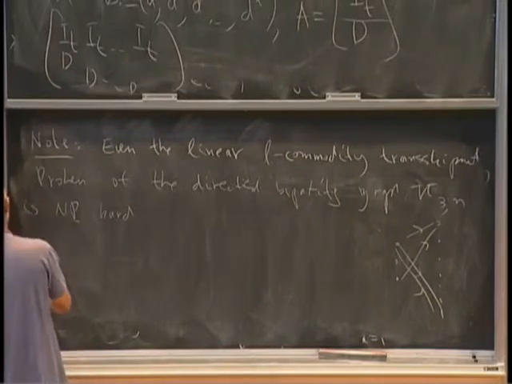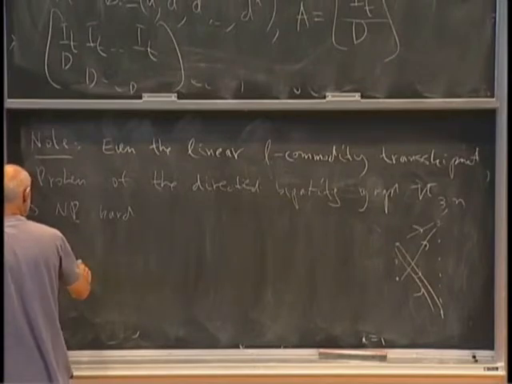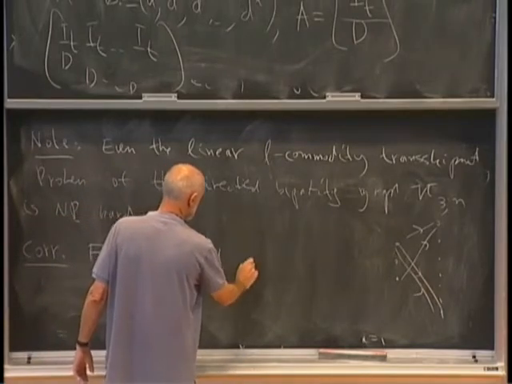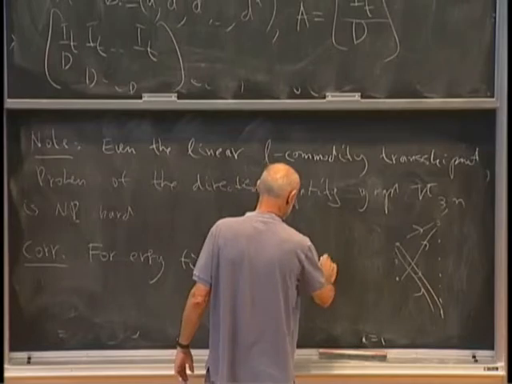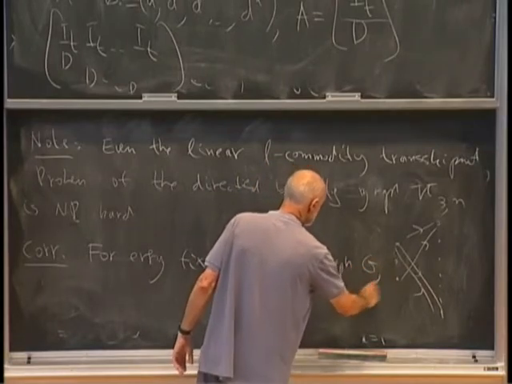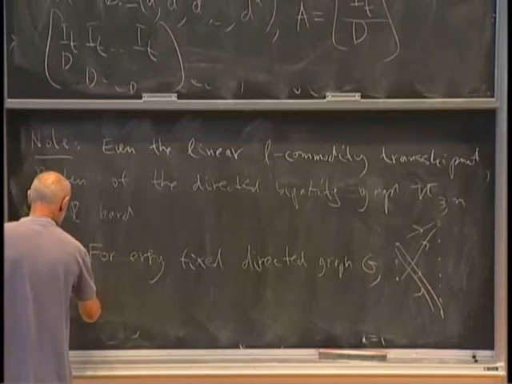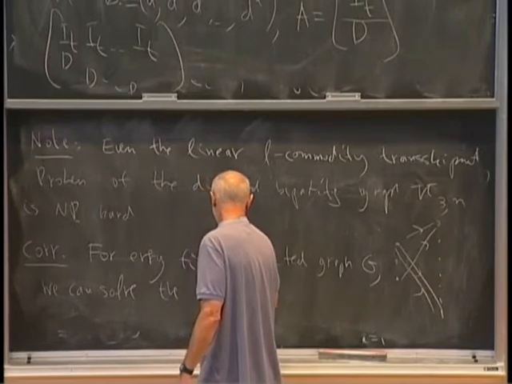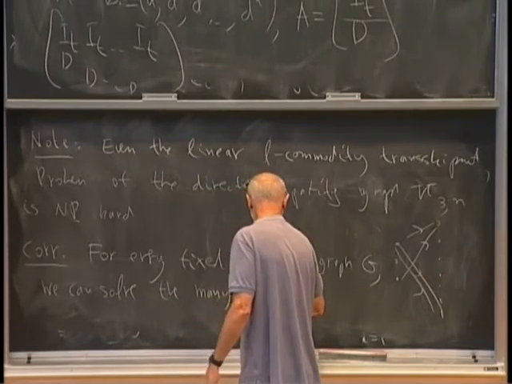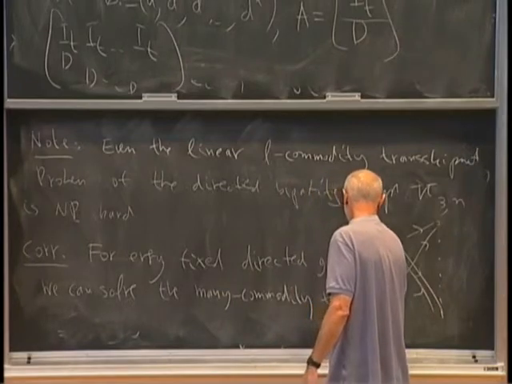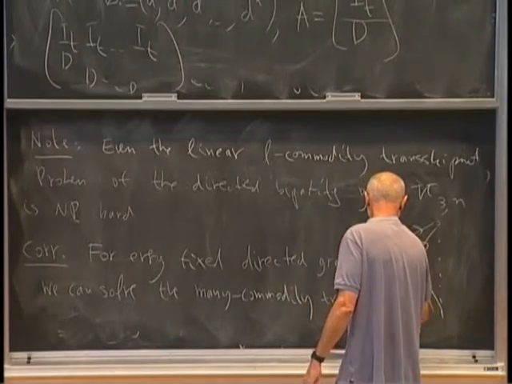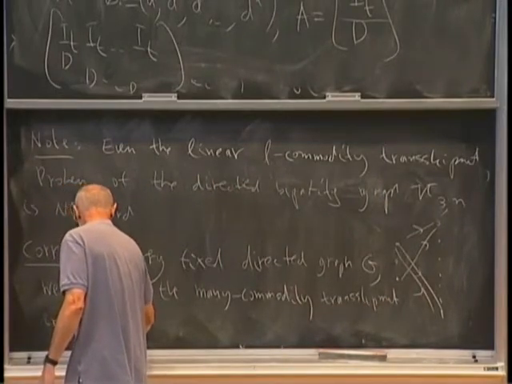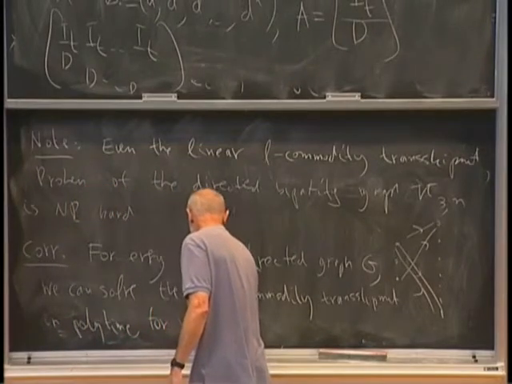But the conclusion here, the consequence of what I explained here, is that for every fixed directed graph G, we can solve the many commodity transshipment problem in polynomial time for a variable number of commodities.